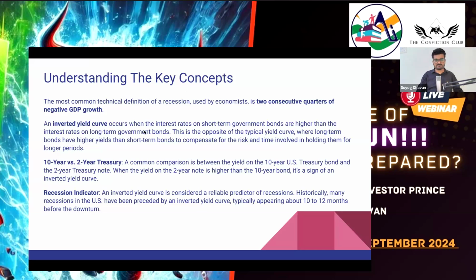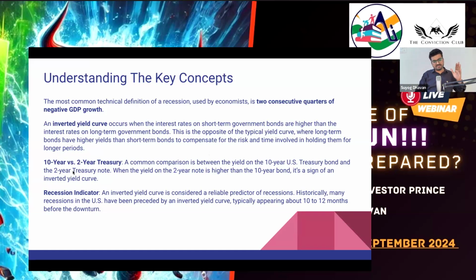An inverted yield curve occurs when the interest rate on short-term bonds is higher than the interest rate on long-term government bonds. This is exactly the opposite of a typical yield curve, where long-term bonds should get a better premium and a better yield because they are held for a long period of time. But there are times when short-term bonds give a much better yield than long-term bonds. Whenever that happens, it signifies a recession in the future, and it has a 100% track record till now.